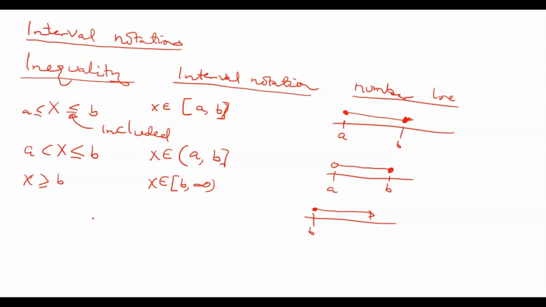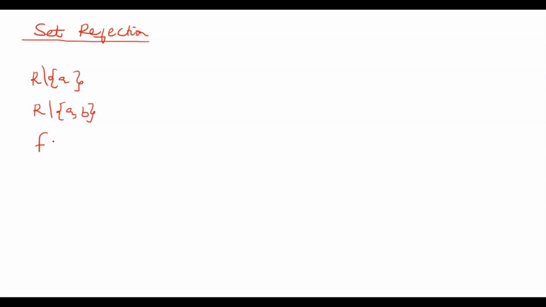And there is the set exclusion. Let's have a look at set exclusion. In other words, which values of x are excluded. This basically means all real values except a, or all real values except the set of a and b. And sometimes you see this.